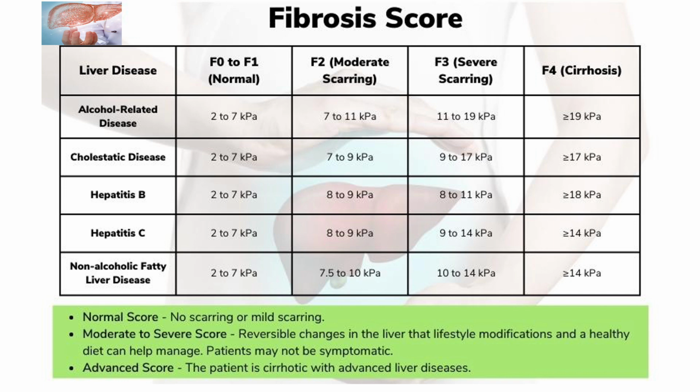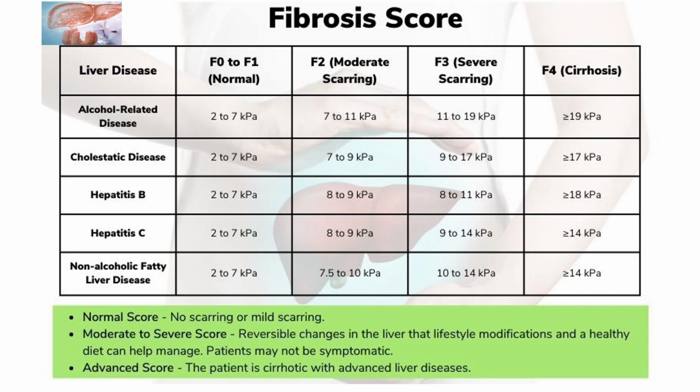And the final one, that is F4, that is cirrhosis. Alcohol-related disease, it is more than or equal to 19 kPa. Cholestatic disease is more than or equal to 17 kPa. Hepatitis B is more than or equal to 18 kPa. Hepatitis C more than or equal to 14 kPa. Same applies to NAFLD. So moving over to the grading, normal score indicates no scarring or mild scarring.